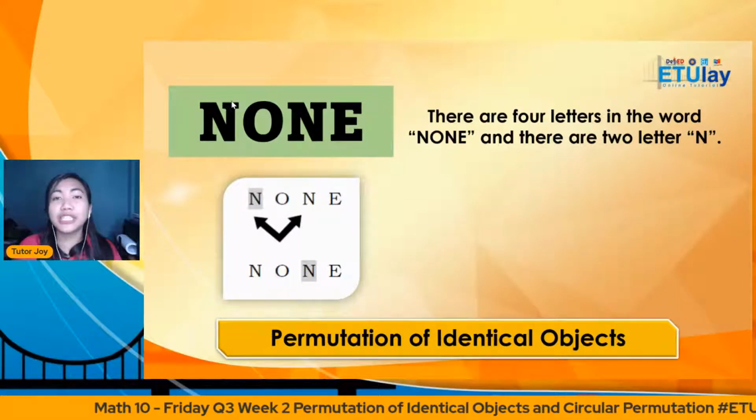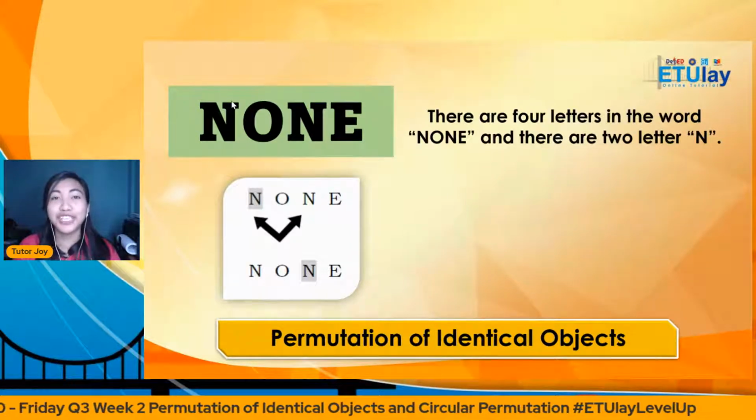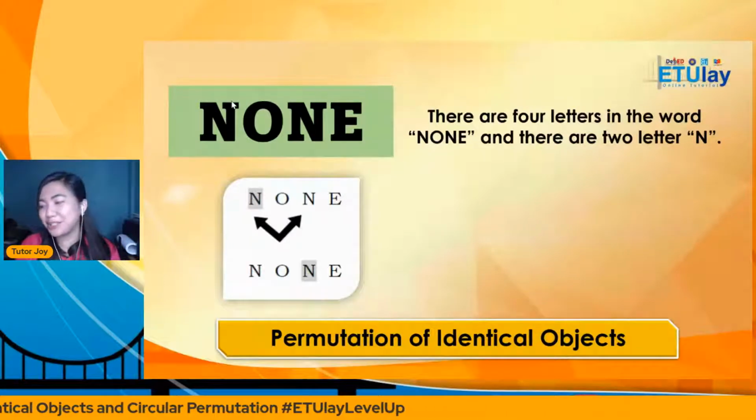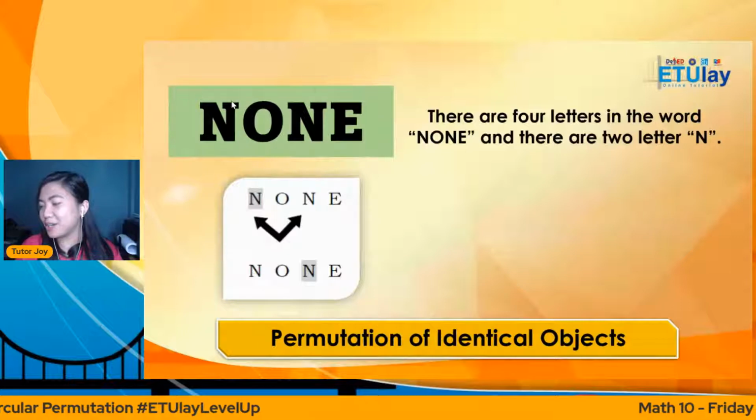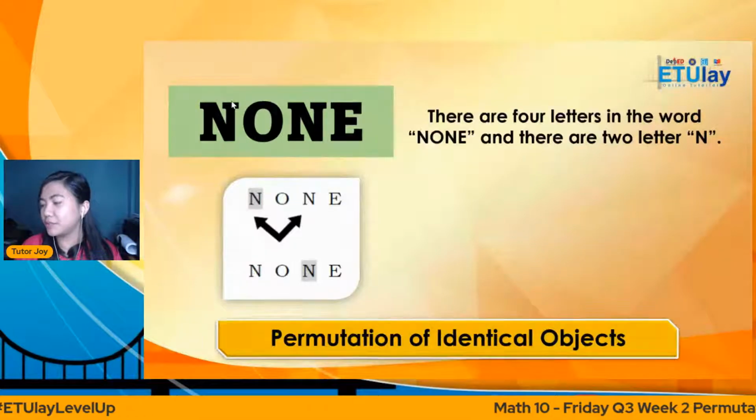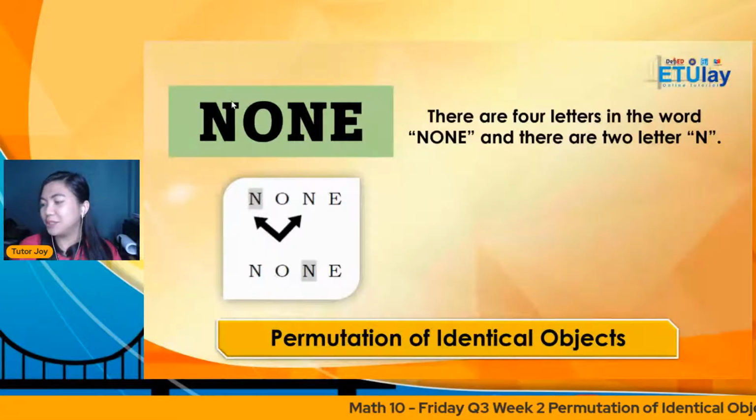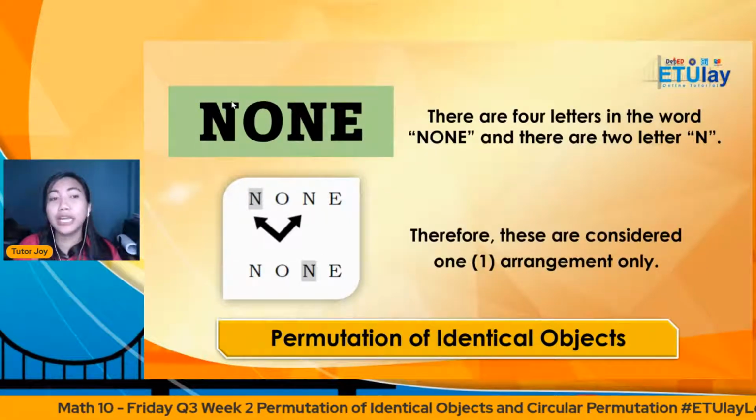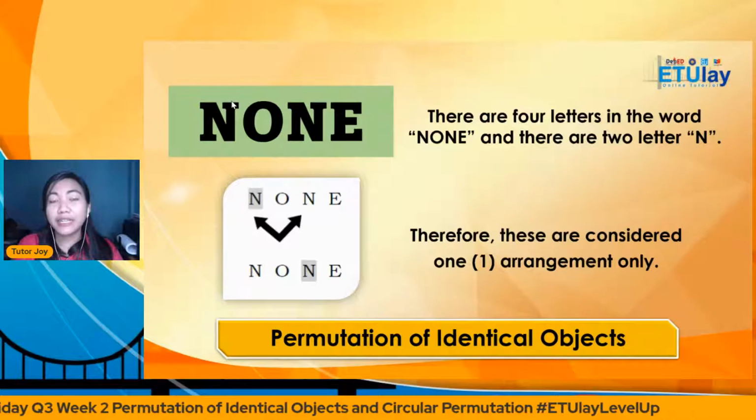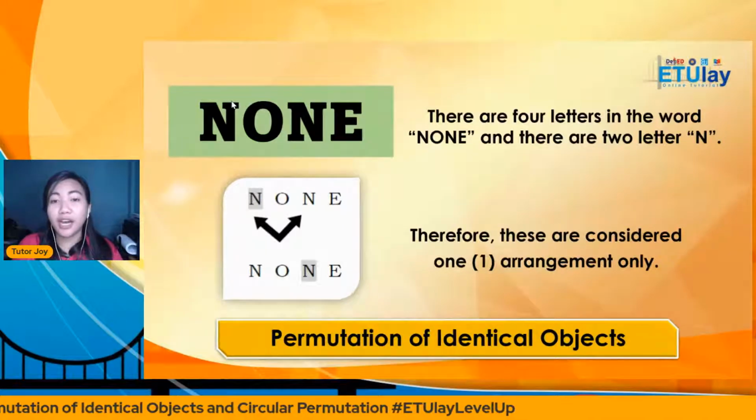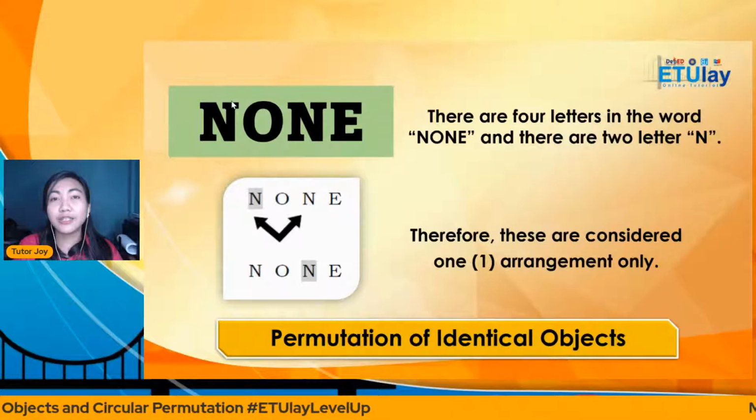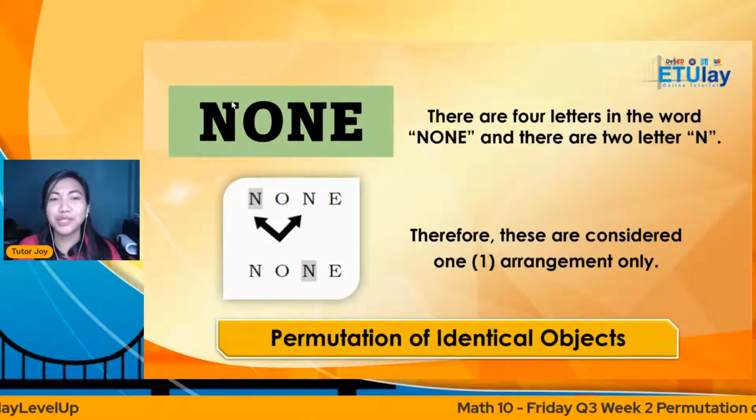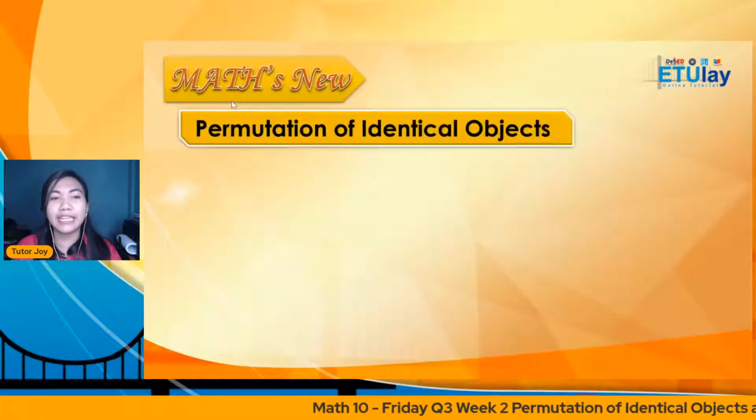Now, observe this. If we try to switch the 2 letter N, yung first tsaka yung third N, did we change the word? Yes or no? Sige nga, sa comment section po, did we change the word? Okay, hindi. Therefore, even though we switch the 2-letter N, the word is still N-O-N-E or none. It means that these two arrangement are considered one arrangement only. Isa lang ang bilang nila. So that's the idea of permuting identical objects.